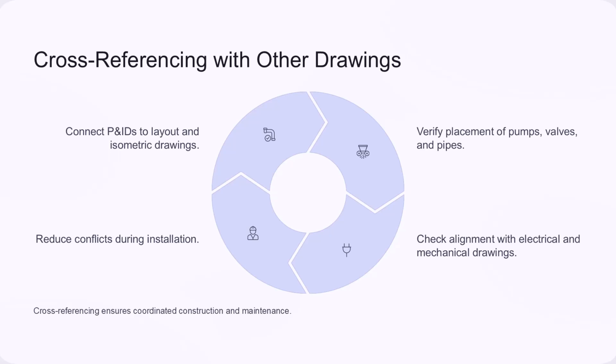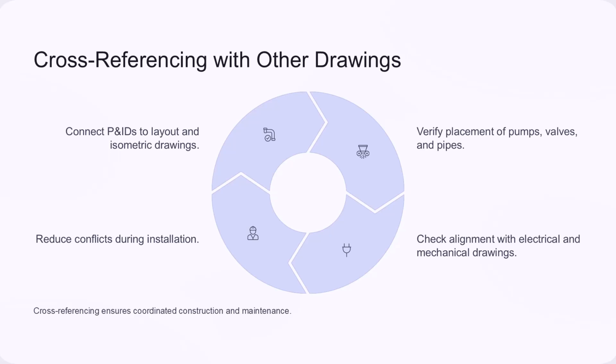Cross-referencing with other drawings. Let's now understand cross-referencing. P&IDs must be linked with layout drawings and isometric diagrams. This verifies placement of pumps, valves, and pipelines. Cross-checking with electrical and mechanical drawings reduces conflicts during installation.